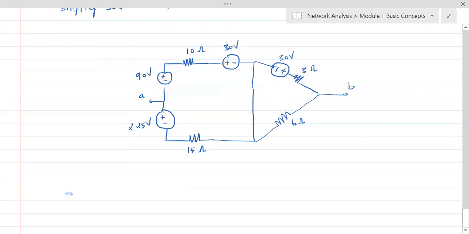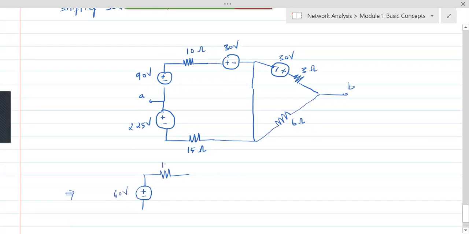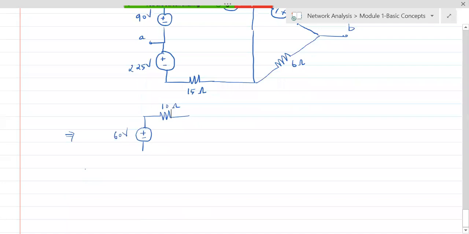Therefore, this implies what? 90 minus 30, with the polarity of 90 volts. Get that point? So this would become 60 volts. This 10 ohms is anyways there. Now, this is terminal A, which is as it is. Fine. The lower part will not change.